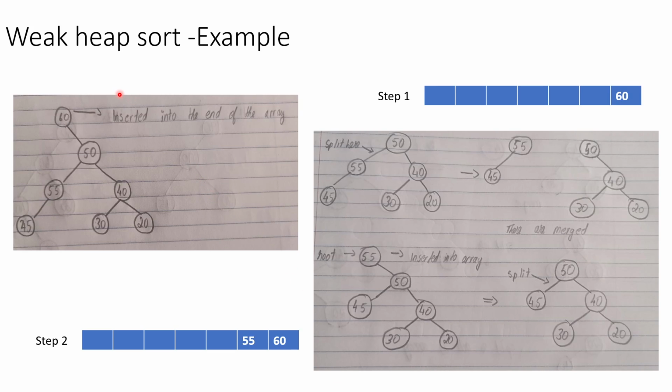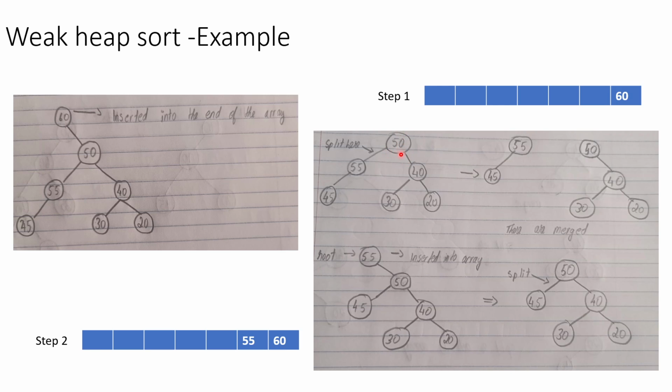So here is an example of a weak heap, and first we take the root node and insert it into the end of the array. As we have seen, the property is that the root node is the largest value in the weak heap, and so our array has the value 60 at the end. And after this, the weak heap is split into two separate heaps.